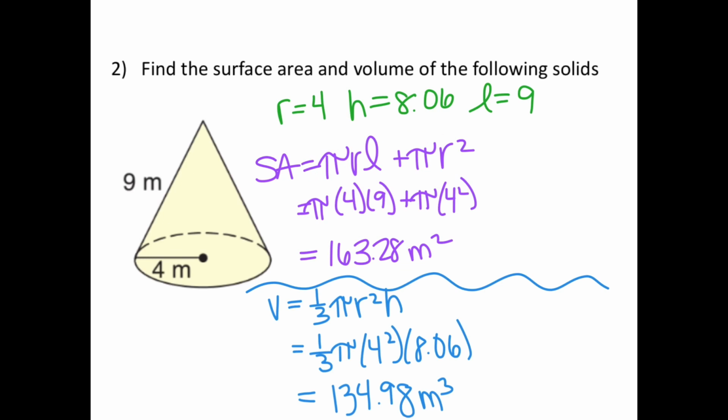Notice that the formulas are a little bit different now that we're using the cones. We have a pi r squared, pi r l, still have the h with the volume. We're using the slant height with the surface area.